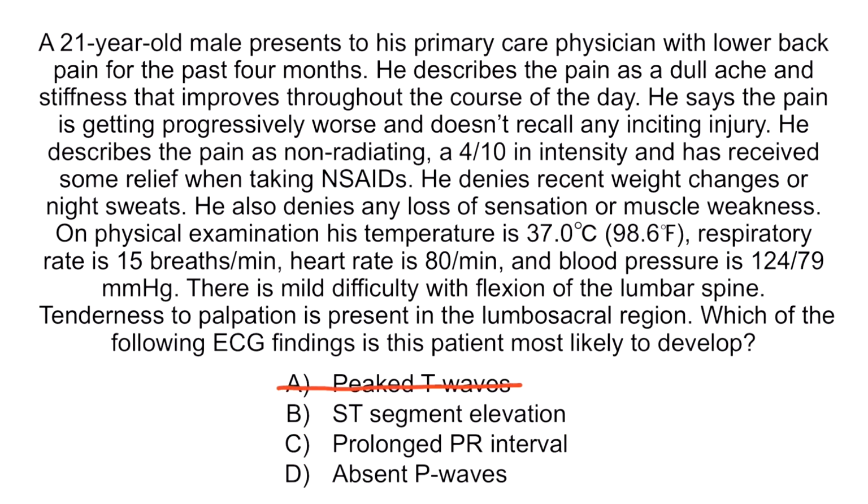A is incorrect, since peaked T waves are an ECG finding in patients with hyperkalemia, which would be more associated with renal failure or drug toxicity. B is incorrect because ST segment elevation is a sign of myocardial ischemia for which this patient has no known risk factors. Finally, D is incorrect because absent P waves are classically associated with atrial fibrillation, which is not a common complication of ankylosing spondylitis. So again, C is the correct answer, and that concludes this section.